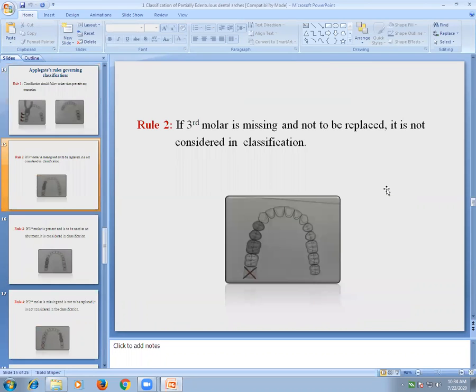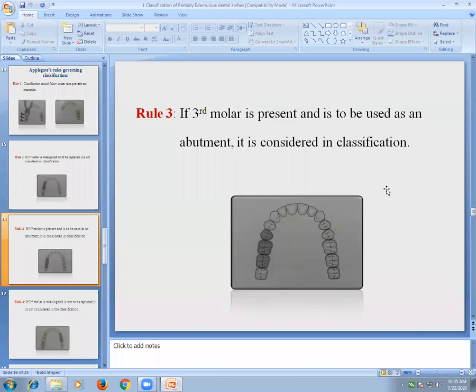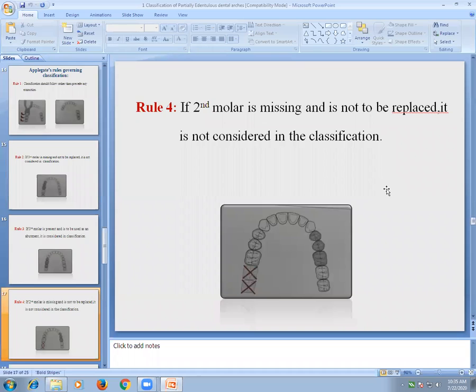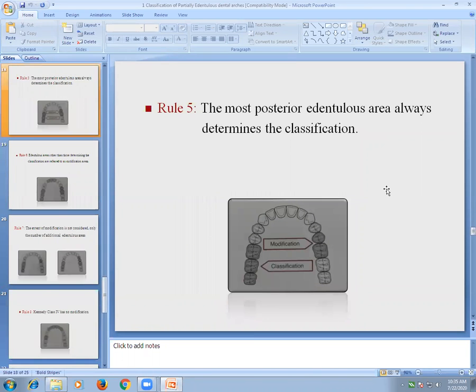Rule number two, if the third molar is missing and not to be replaced, it is not considered in the classification. Rule number three, if the third molar is present and is to be used as an abutment, then it is considered in the classification. Rule number four, if the second molar is missing and not to be replaced, it is not considered in the classification. Rule number five, the most posterior edentulous area always determines the classification.